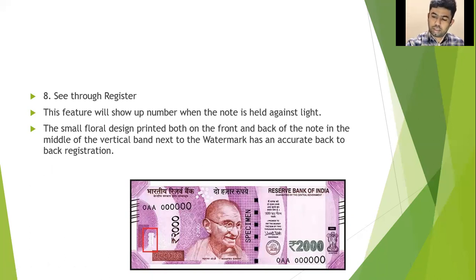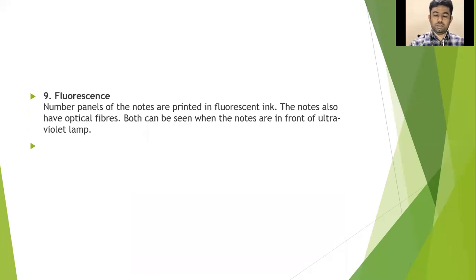The see-through register is here, on the perpendicular side. It's a checkered kind of design. But by looking at it against the light, you'll be able to see a complete 500 from this side and a complete 500 from that side. From both sides, you'll see 500 or 1000 or 100 or 2000 when it is held against the light. When you just look at it normally, you won't be able to make out much, but looking at it against light will give you more clarity.